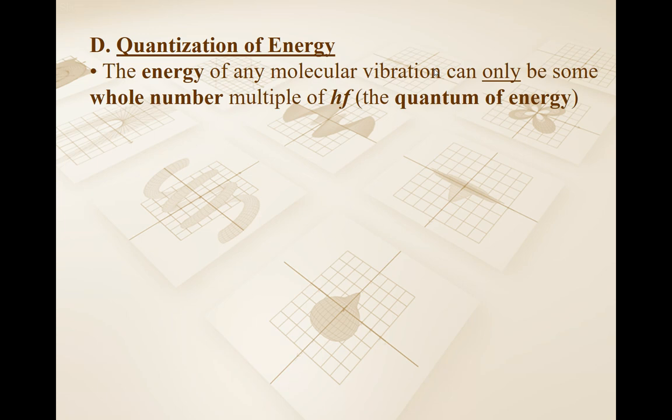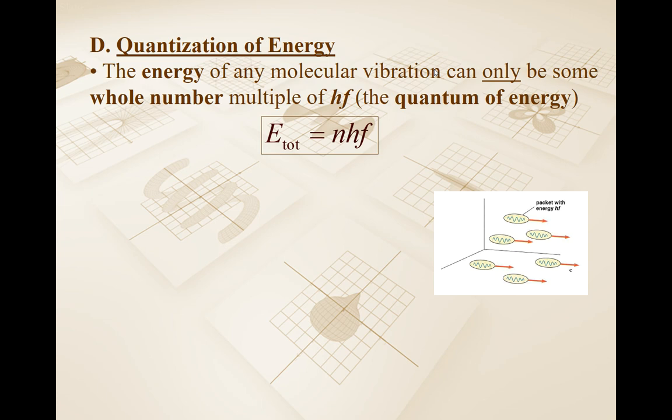So the energy of any molecular vibration can only be some whole number multiple of hf. So again, hf is the energy contained in a single one of those light bullets, or a quantum of energy. I'm going to use a different word for it in a moment here. So my total energy would just be equal to N times h times f.